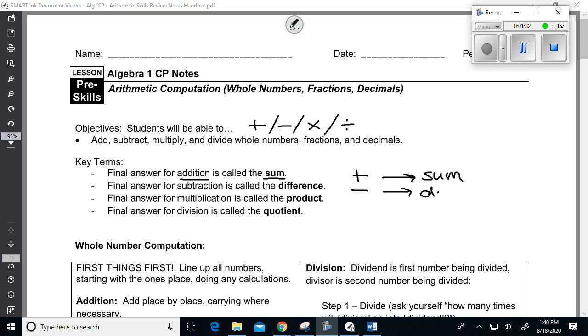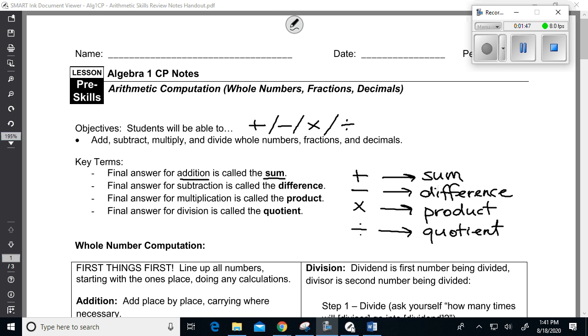Subtracting, the answer is called the difference. Multiplying is the product. Division, quotient. So instead of writing all the words out, this is the short form of it.